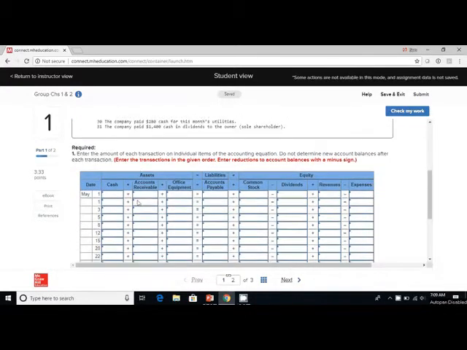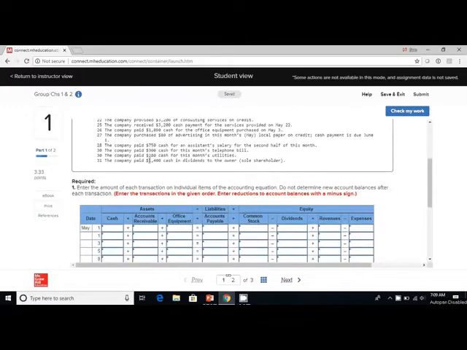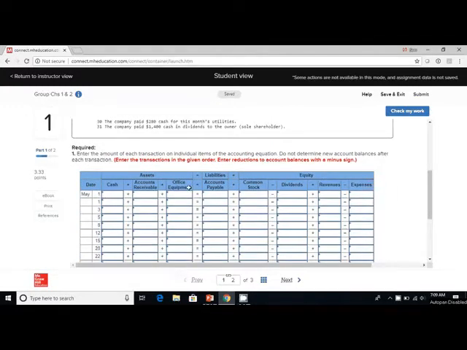And what they're asking us to do is to analyze each transaction within the accounting equation of assets equals liabilities plus equity. And you'll see that we've broken our asset accounts down into 3 detail accounts: cash, accounts receivable, and equipment. Our liabilities, we just have one account, and then under equity we have common stock less dividends plus revenues minus expenses. I'm going to tell you now that these minus signs are very important.